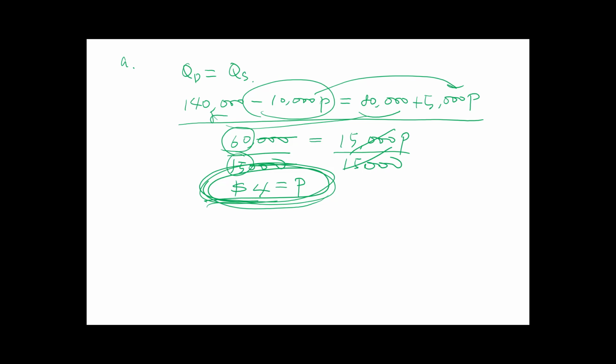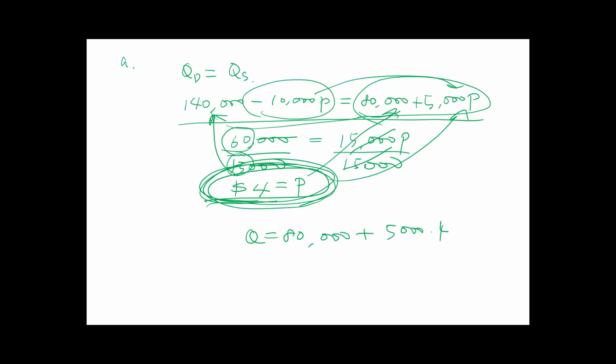As you found price equal to 4, you can plug it back into either quantity demanded or quantity supplied. Let's do it here. Plug P equal to 4 into quantity supplied. Then you can find the quantity traded in this market will be 80,000 plus 5,000 multiplied by 4, which generates 100,000, right? So in the long run equilibrium, 100,000 boxes are traded in the market between buyers and sellers at price 4. So this helps you to answer question B.